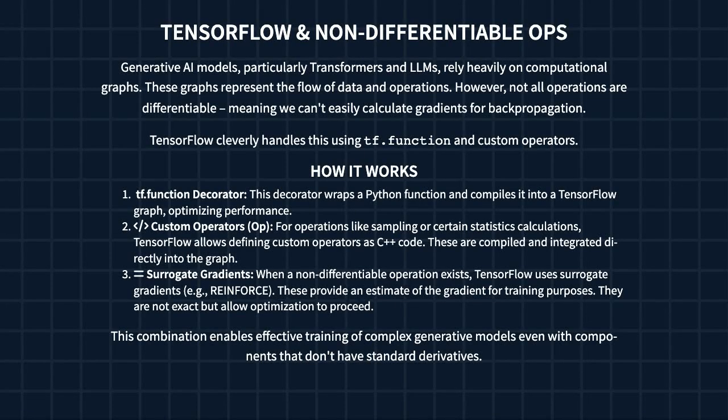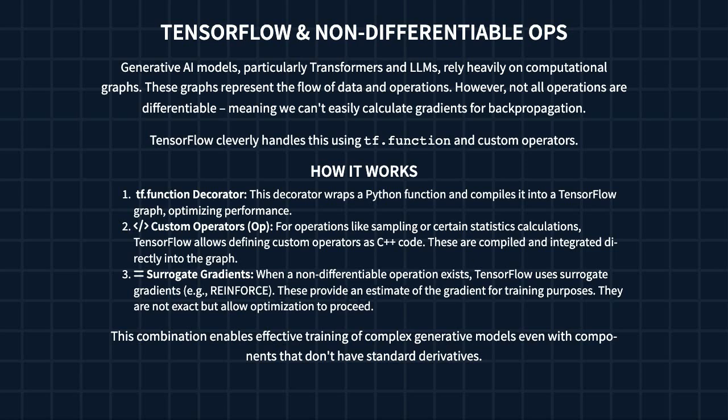Okay, let's talk about how TensorFlow tackles non-differentiable operations. Generative AI models are built on these computational graphs, essentially a roadmap for how data flows through calculations. But not every step in that roadmap is easily calculated to measure its impact on the final results. We can't find the exact gradient. That's where TensorFlow gets clever.